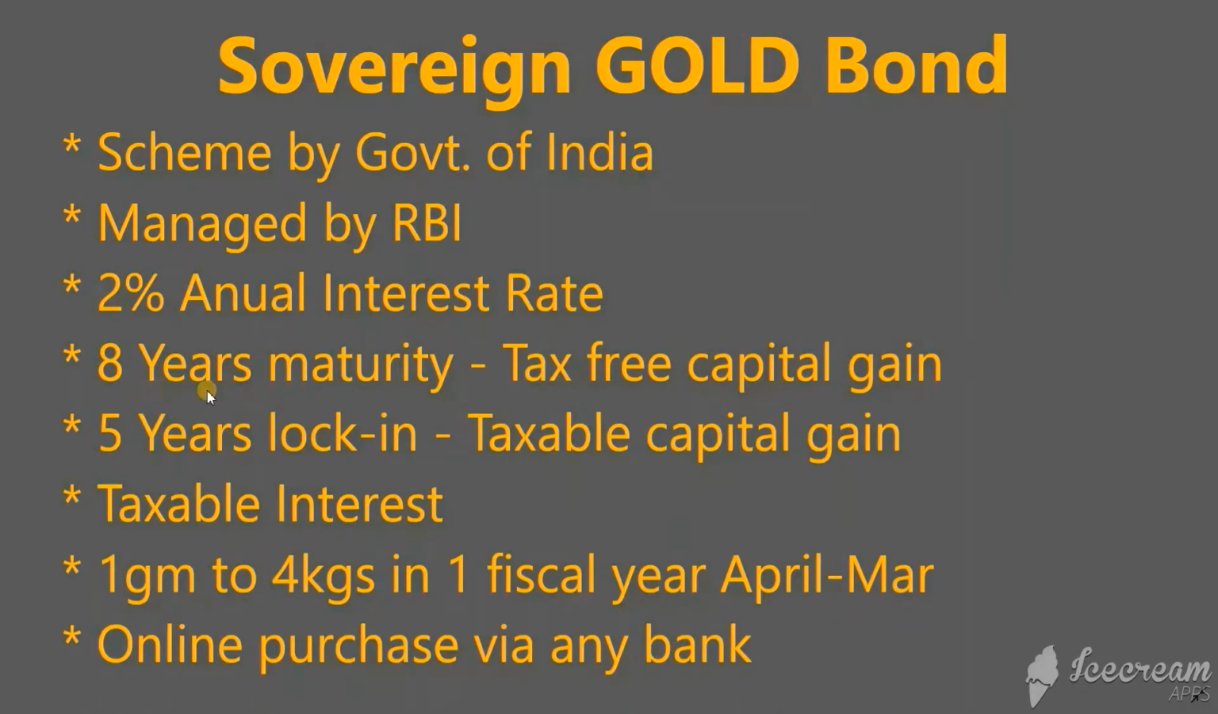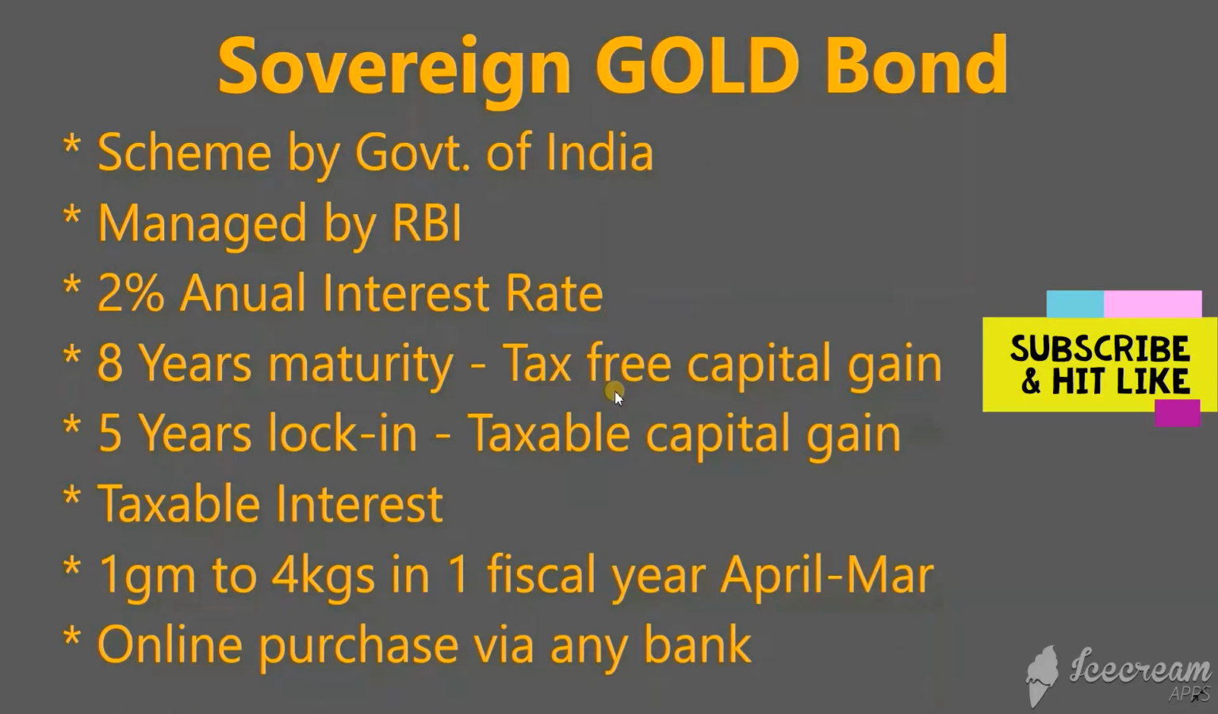And if you hold it for 8 years, in that case the capital gain is tax free. So let's assume you bought the gold at 30,000 and when you're selling the price is 40,000, so the difference, that 10,000 of profit, is absolutely tax free. Okay, next is the lock-in period is 5 years. That means after 5 years you are free to sell the gold. If you are selling before 8 years, then the capital gain is taxable.